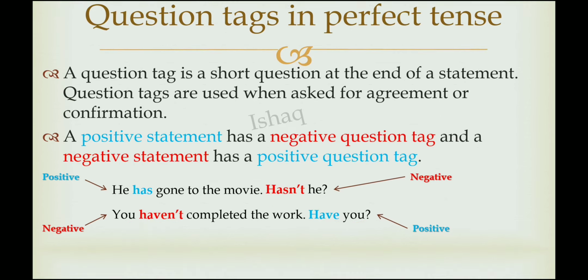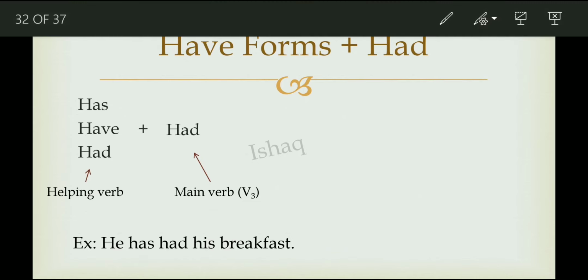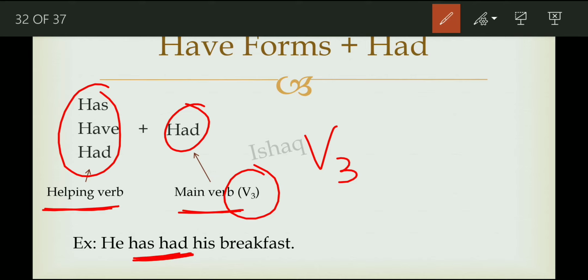Next, go to the next slide, where we see the have forms plus "had." So "has," "have" or "had" are the have forms we are using. With have forms we can again use "had." These have forms are helping verbs, and this "had" is the main verb, written in V3, the past participle form of the verb. When we see sentences like "He has had his breakfast," in error detection questions we feel this might be wrong. How can the same helping verbs come together? "Has had," so there is some error here. We'd mark it as an error. But this is a correct statement.